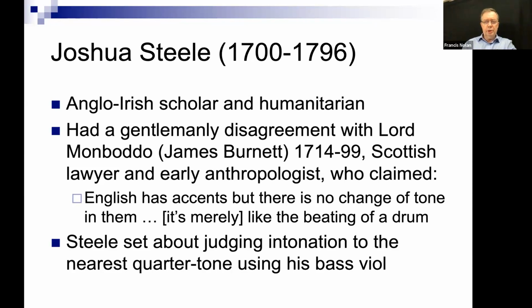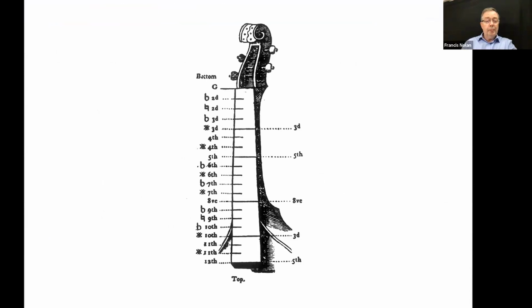And so he set about judging his own intonation to the nearest quarter tone, so half a semitone, using his bass viol, which is, I think, similar in size to a modern cello. And he stuck a piece of paper on the neck of his bass viol, divided it up by ear into quarter tones, and then judged his own intonation against notes that he played, using that scale as a template, or using that template as a way of judging the pitch intervals.